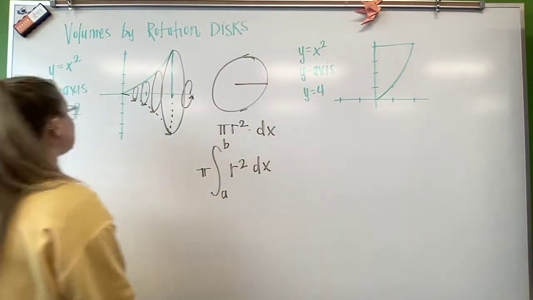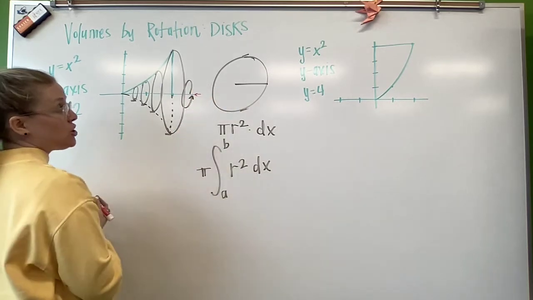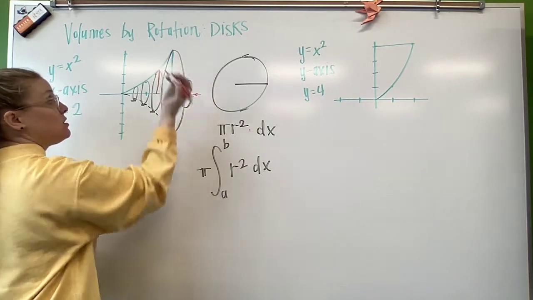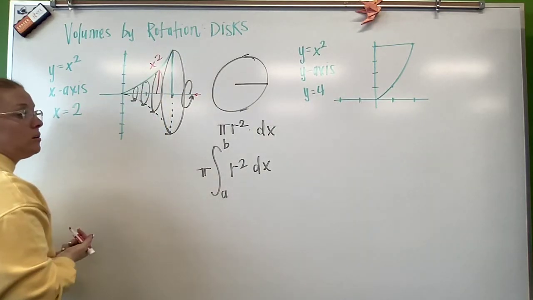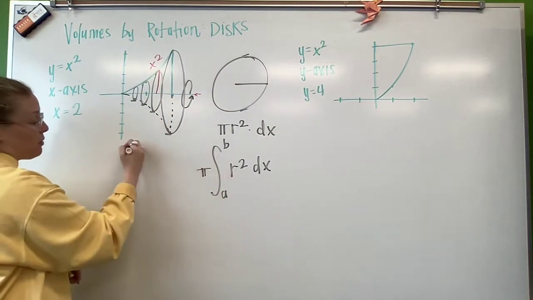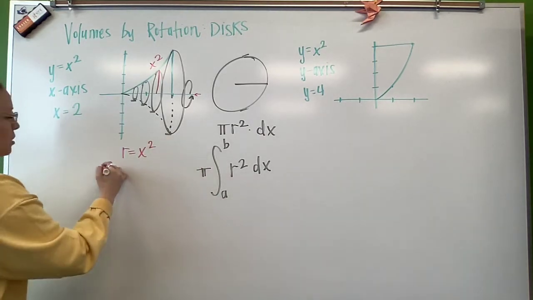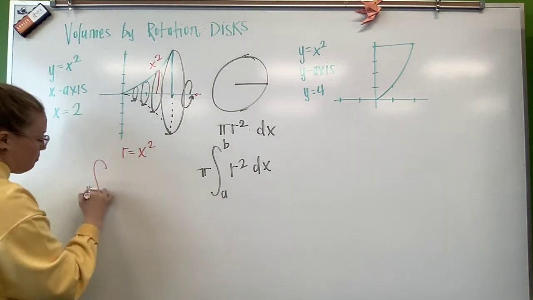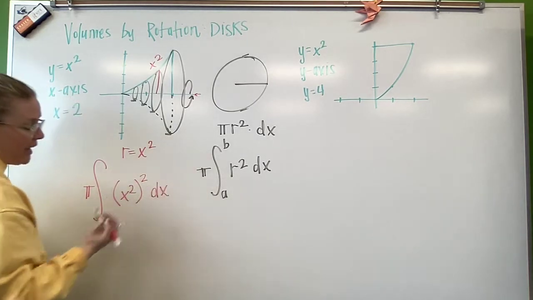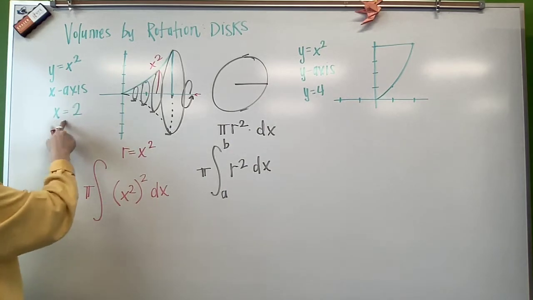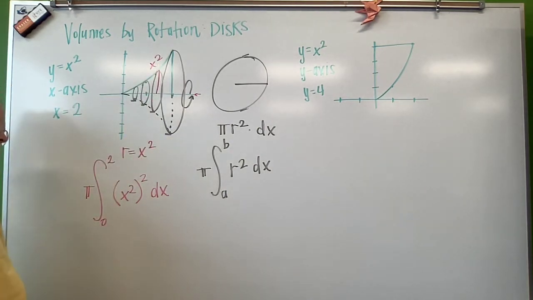So if we look at our first example, the radius is going to be from your line of rotation, in this case, to my function. And my function is x squared. So here, my radius is simply my function, x squared. So I'm going to have pi r squared dx. And since they told me we cut this off at 2, I'm going from 0 to 2.